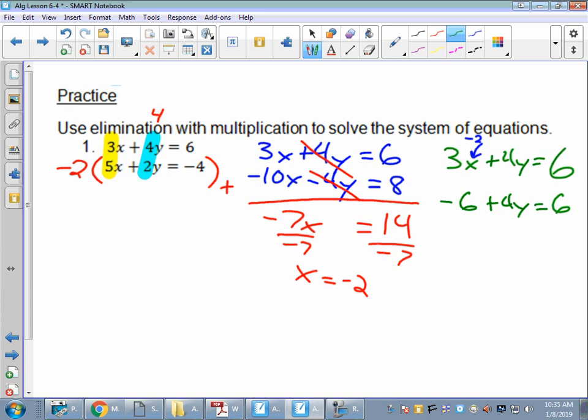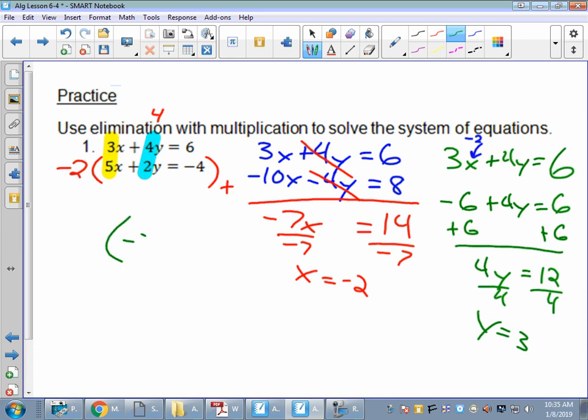Then when I add 6 to both sides, these are gone, so now I have 4y equals a positive 12. And then dividing through by 4, I end up with y equals 3. And so then my final answer here would be negative 2, comma 3, as an ordered pair. Okay?